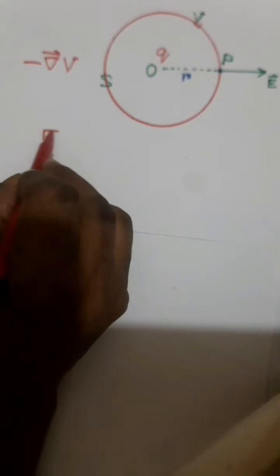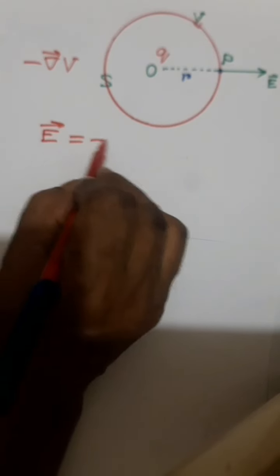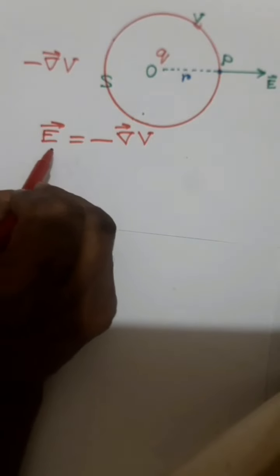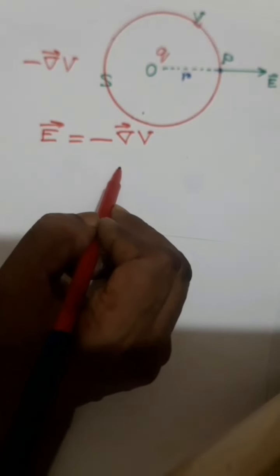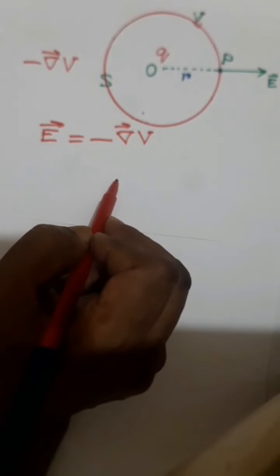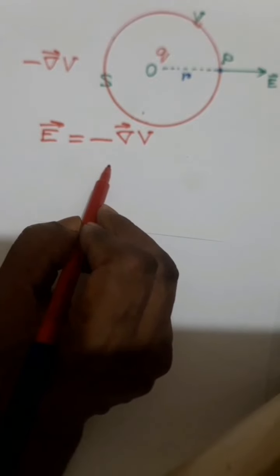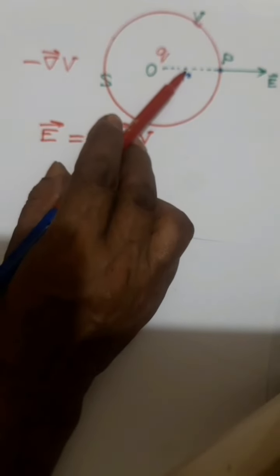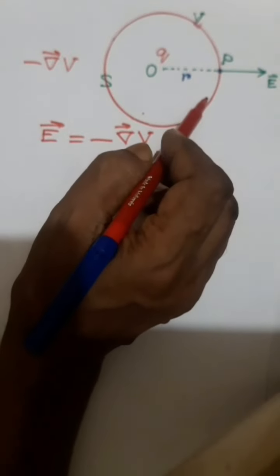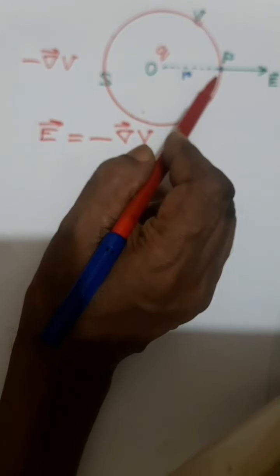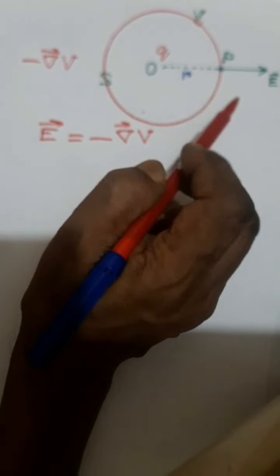Therefore, E equal to minus del V, that is, minus gradient of V. E is not negative, as del V itself is negative, since V decreases with the increase of r. V decreases most rapidly along the outward normal to the surface and E acts along that direction.